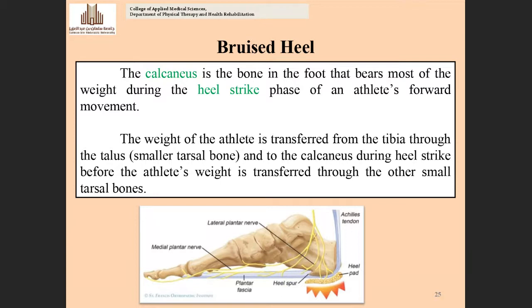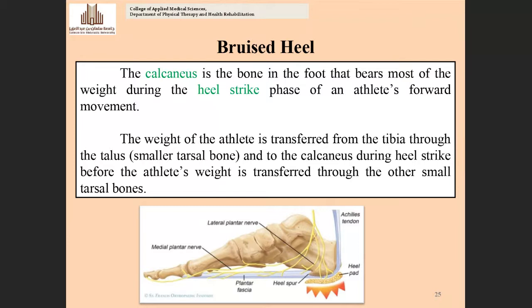In this case, the calcaneus is the bone more prone to this problem. The calcaneus is the bone in the foot that bears most of the weight during the heel strike, in the case of an athlete's forward movement. I think you might have studied the normal gait mechanism. This gait mechanism starts with heel strike, foot flat, heel off, toe off. So you have the stance phase and the swing phase.